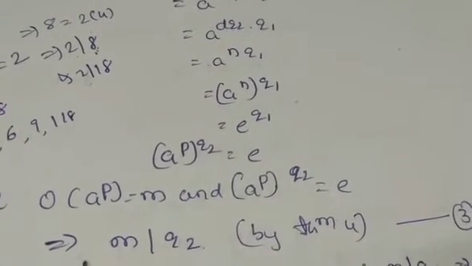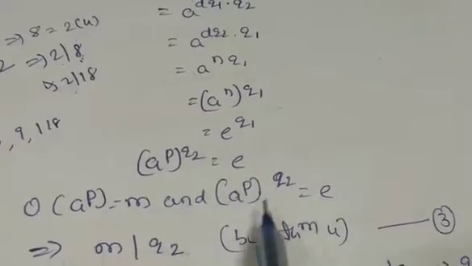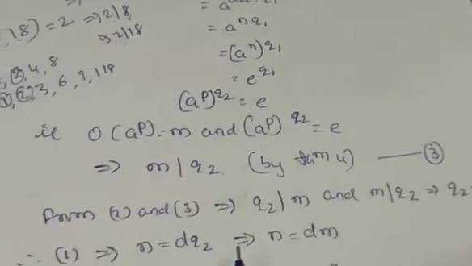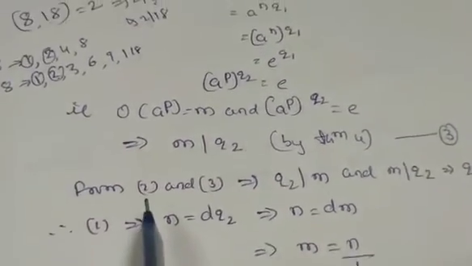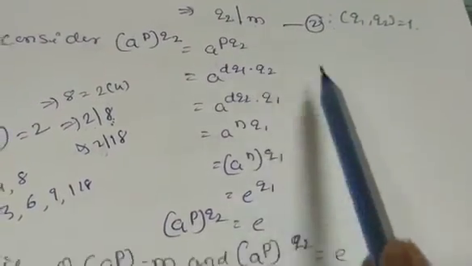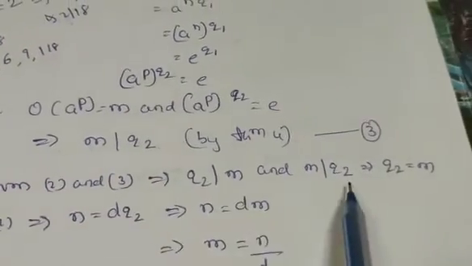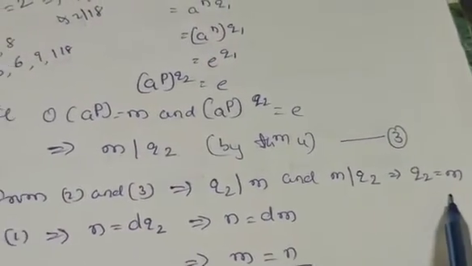So this implies here, m divides q2. This m divides q2 by the previous theorem. Take this one as equation number 3. So from equations 2 and 3, we have q2 divides m, and in equation 3 we have m divides q2. So from these two we can say that q2 is equal to m.